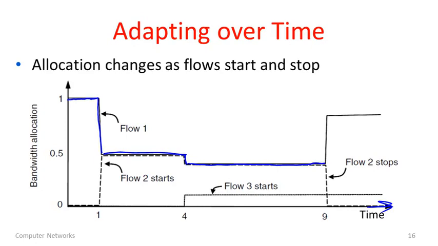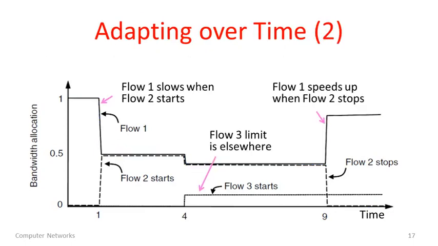What changes in this case? Flow 2 stops. In that case, flow 1 will take up the slack of flow 2 so that we have an allocation which is as efficient as we can, uses as much of the network, but is fair. For some reason, flow 3 is just limited to this amount, maybe because of a different path. And there we have it. Okay, so I've just cleaned that up.